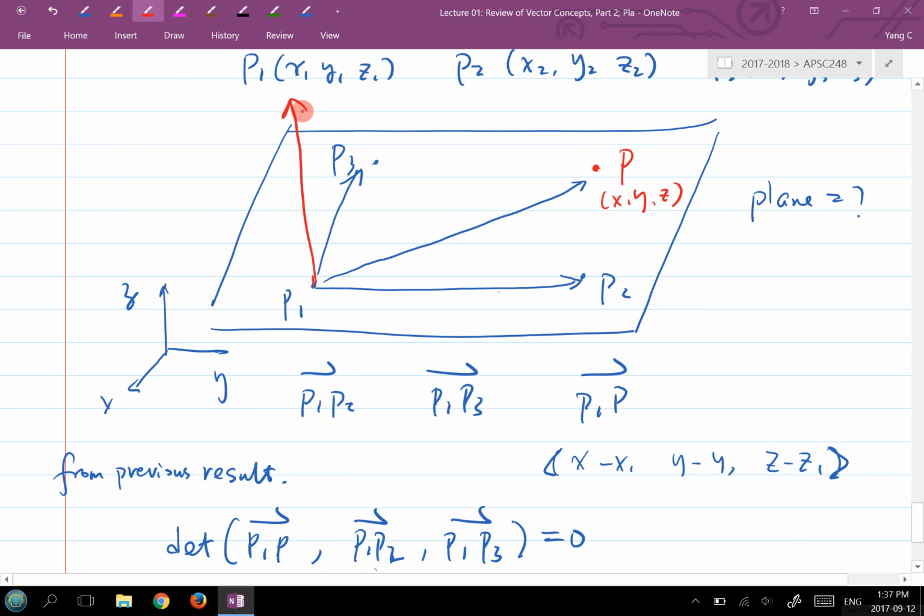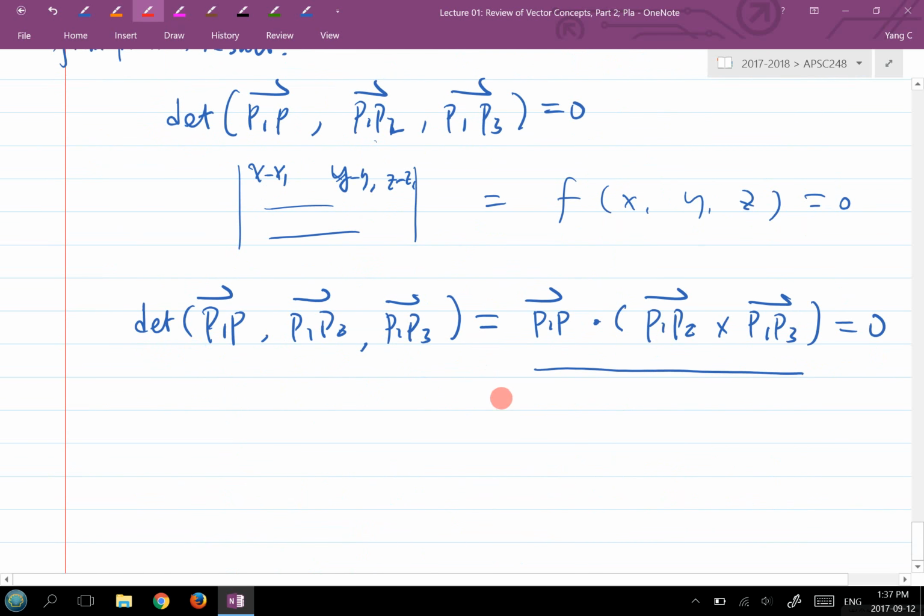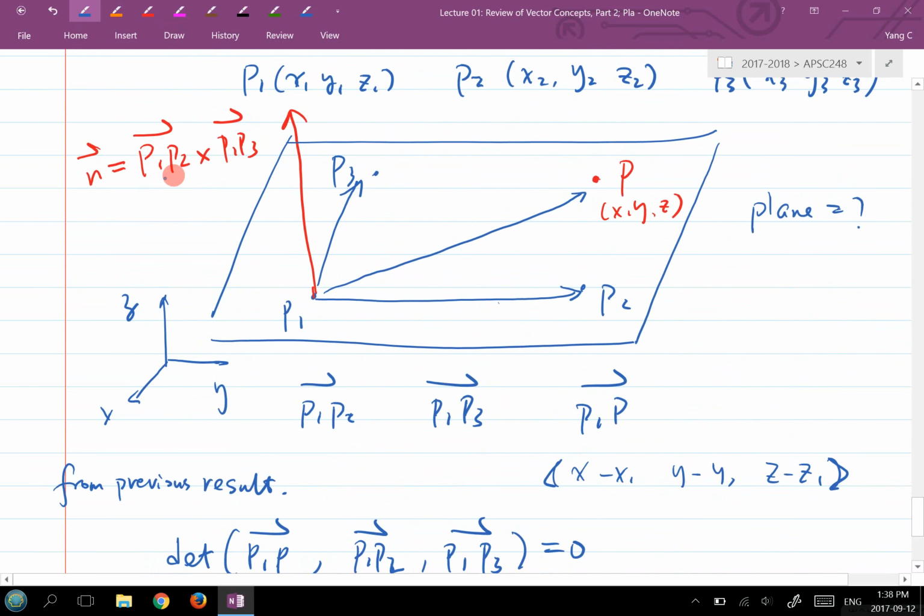So I'm going to just write it here: P1P2 cross P1P3. This is the vector. Let's call it n here. So now I can rewrite this as P1P dot n equal to 0. Just n for now, because n doesn't necessarily have to be a unit vector, right? But this is a vector cross product, and it's definitely going to be a vector perpendicular to the plane, right?